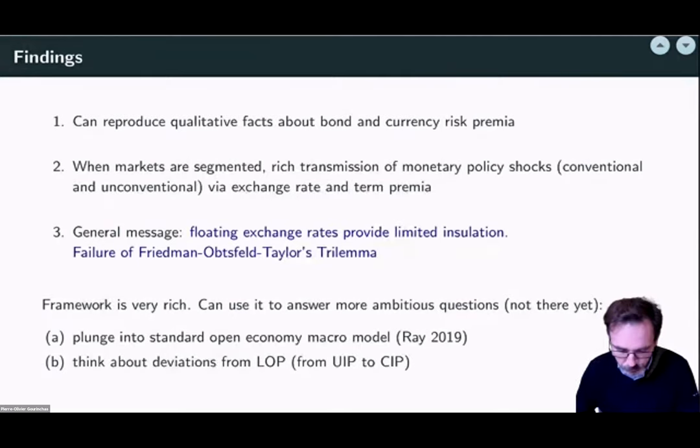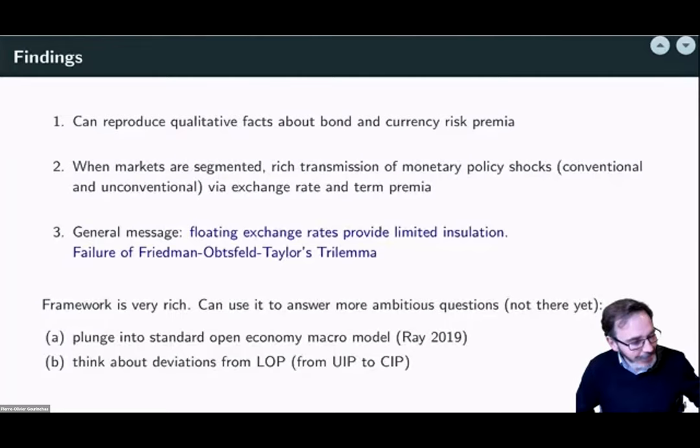The basic message, the basic findings, are that with a framework like this one, with this segmentation view of the bond and currency markets, we can reproduce both qualitatively but also quantitatively the facts about bond and currency risk premia that were presented earlier. We have a much richer menu of transmission of monetary policy shocks, both under conventional monetary policy but also unconventional monetary policy, via the exchange rate and term premia and their connection.